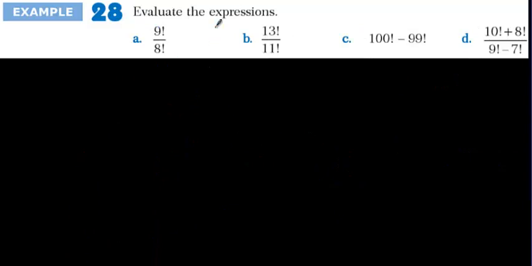Okay, next page. Here it also shows that one. Instead of writing out all the numbers 9, 8, 7, 6, 5, 4, 3, 2, 1 at length, we can do it shorter, and 8 factorial is going to be 8, 7, 6, 5, 4, 3, 2, 1.